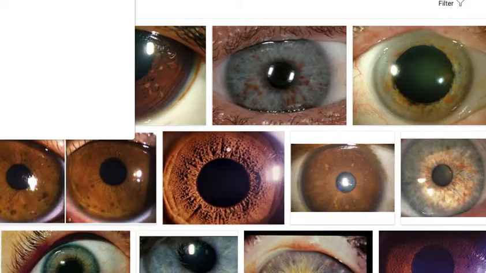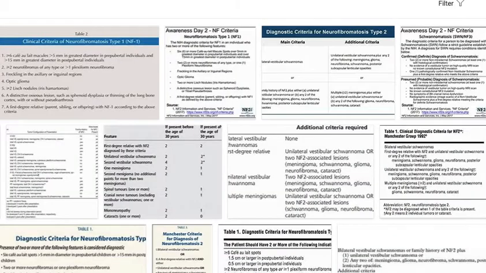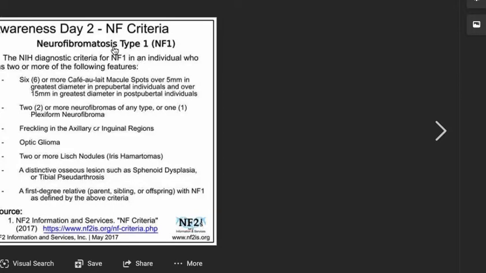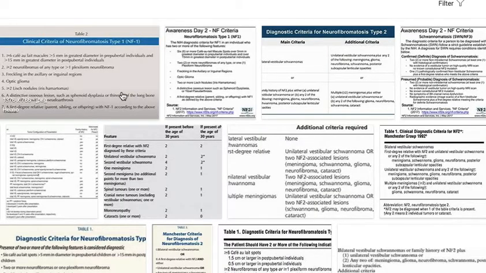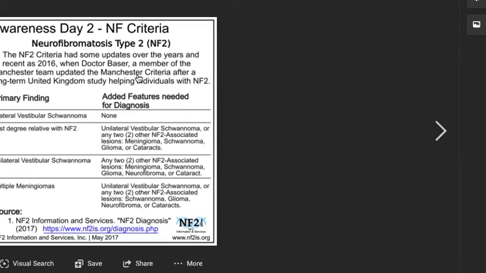NF2 criteria. Okay, you can see over here, this is the diagnostic criteria for neurofibromatosis 1. Okay. Yes, this one is the neurofibromatosis type 2 criteria.